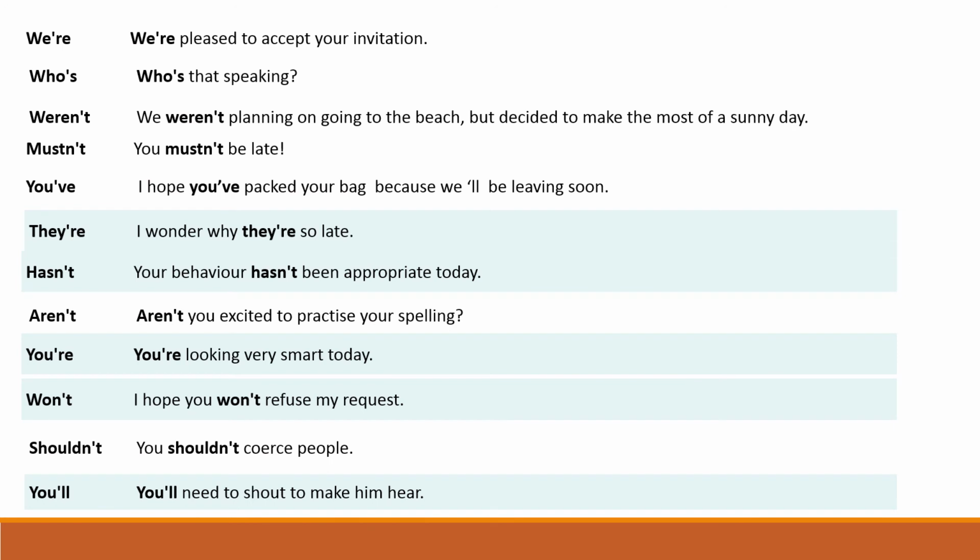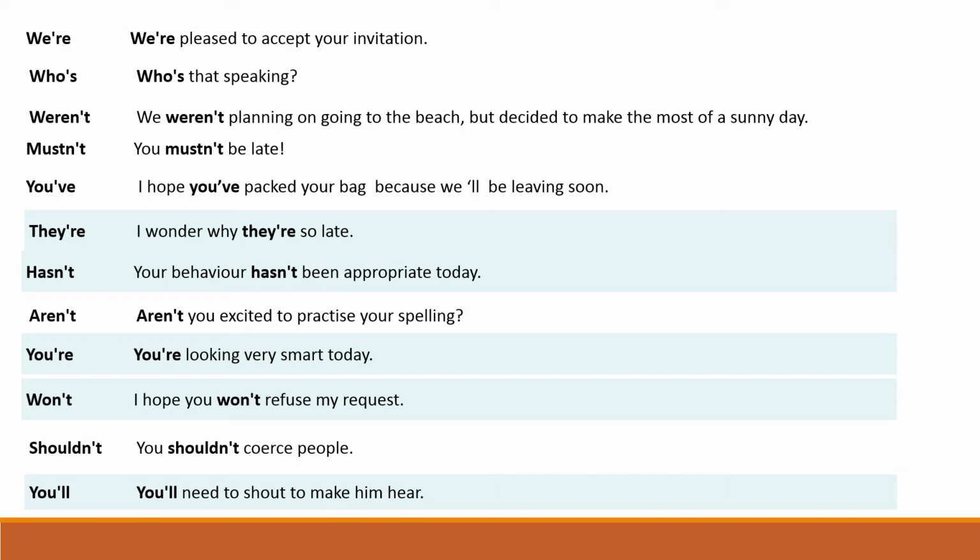Okay, now let's practice more with some sentences. Now, these words that we want to use in sentences, you can see quite a lot of them. They can be quite tricky when you want to pronounce them. So you see where, whose, went, mustn't, you've, there, hasn't, and your, won't, shouldn't, and your. Okay, so let's try now.